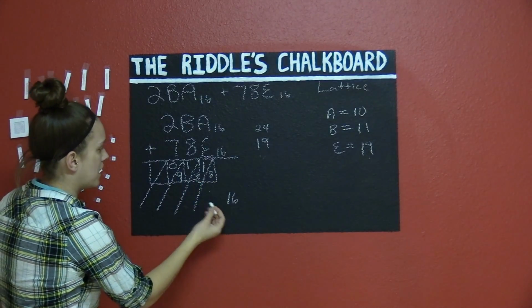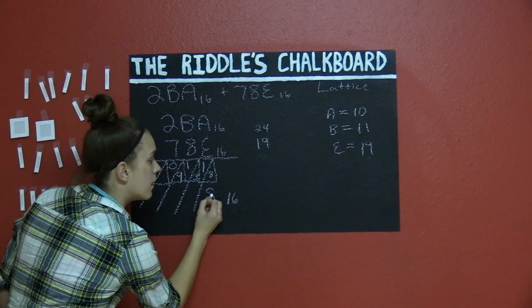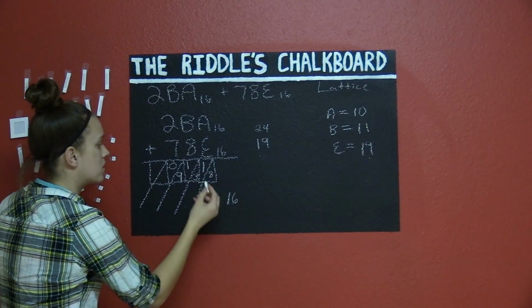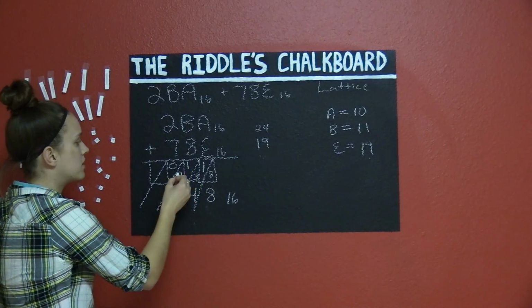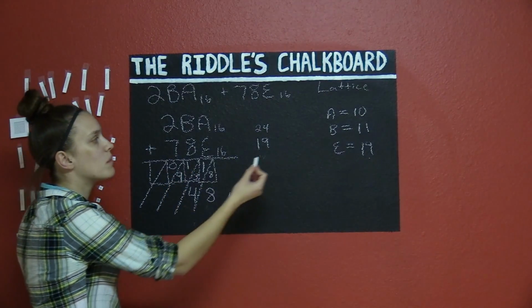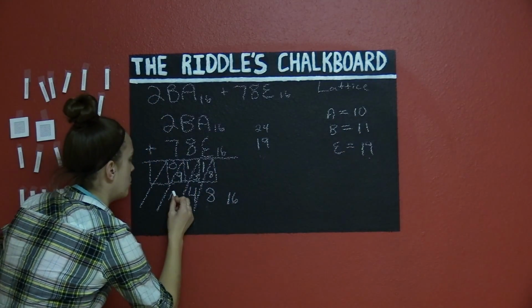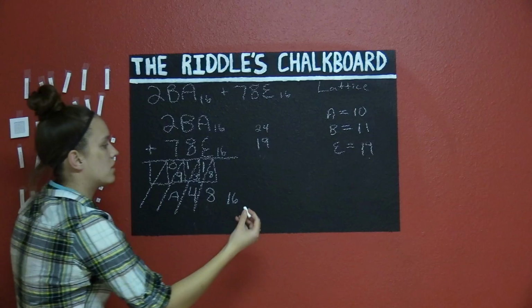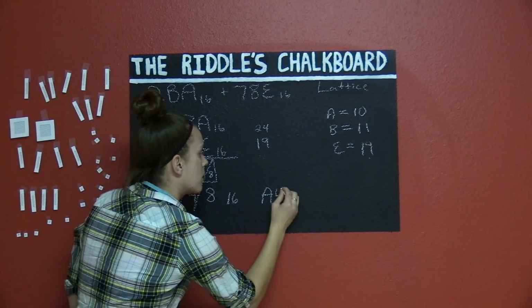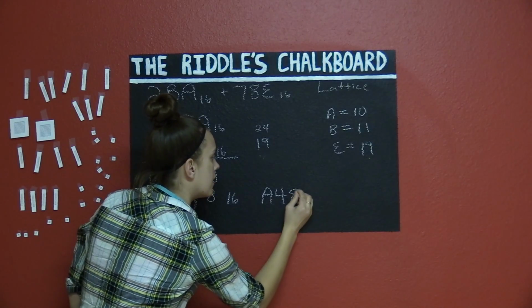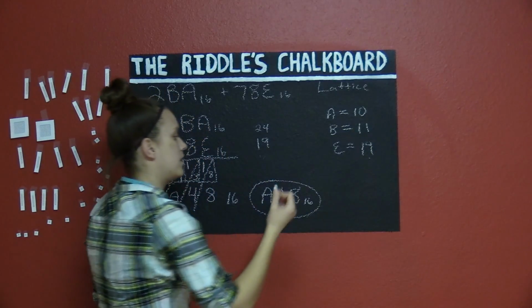Okay, and then we diagonal down. So we have 8 here. And then 1 plus 3, which equals 4. And then 1 plus 9, which equals 10, which if you remember, we discussed at the beginning that A equals 10. So right here we'll put an A. And then you'll see that the answer is A48 base 16. And that is your answer.